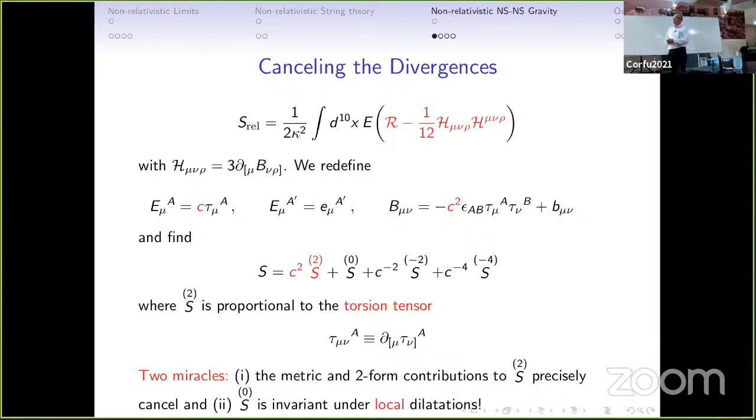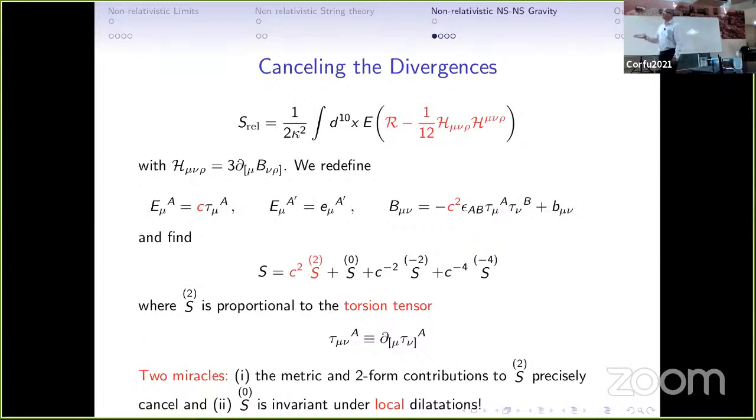If you do that, then unfortunately, there are divergences. So you can expand the action, and there is a quadratic divergence. This is the term you like, and it goes to zero as c goes to infinity. And this S2 term is proportional to the square of the torsion tensor. So the problem is solved by setting it to zero, but as I told you, in the sigma model there was no need, so let's not do that. Because remember, in the sigma model there was a critical cancellation between the kinetic term containing the metric and the term containing the Kalb-Ramond field.